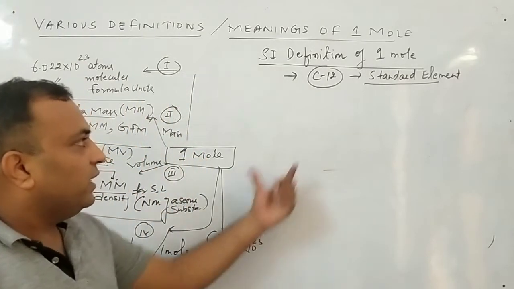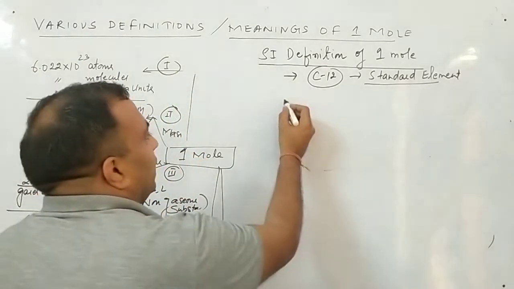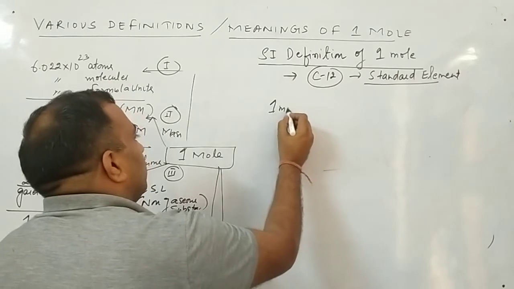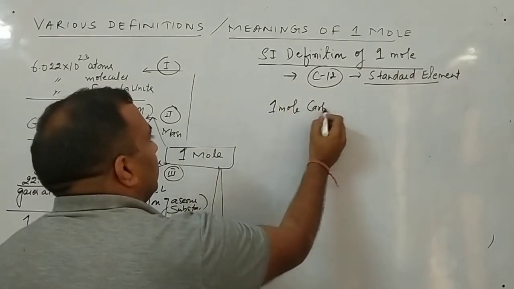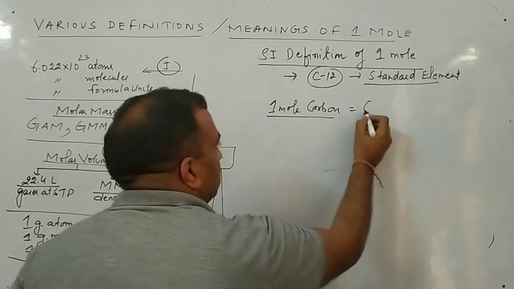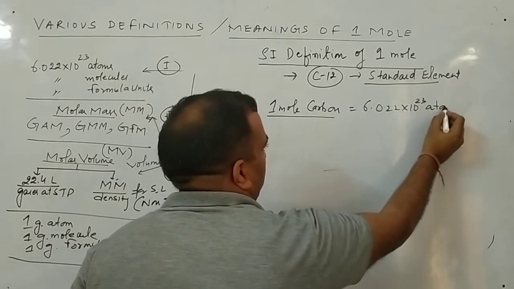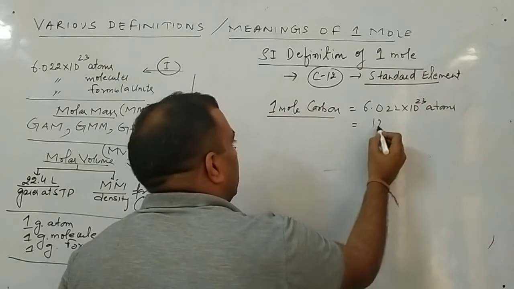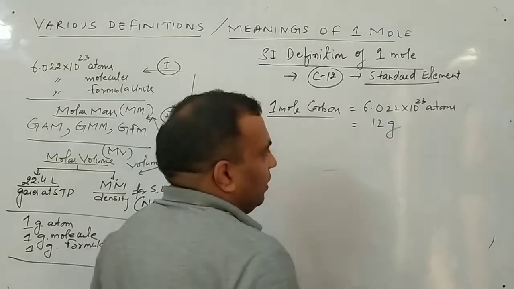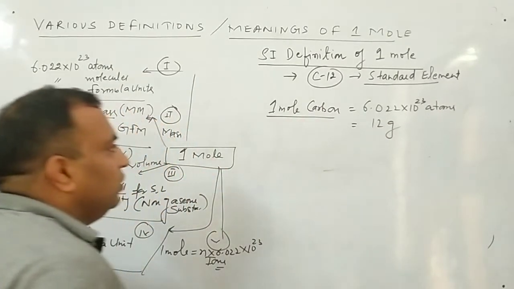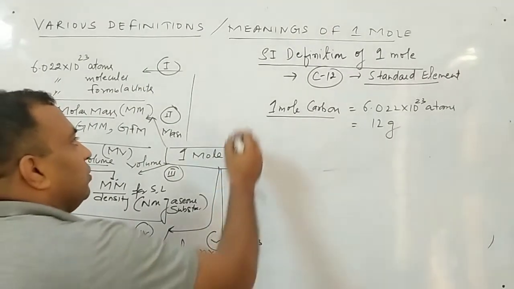So just first I write down the meaning of this. Suppose, beta, I am having 1 mole carbon. So 1 mole carbon contains 6.022 10 raised to the power 23 atoms, mass 12 gram. Two things are sufficient to define it. So now listen, what is the definition of 1 mole?